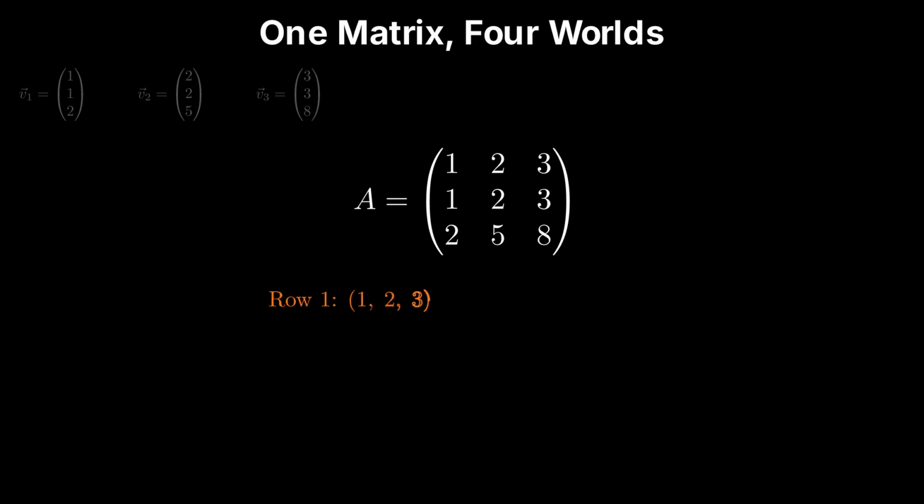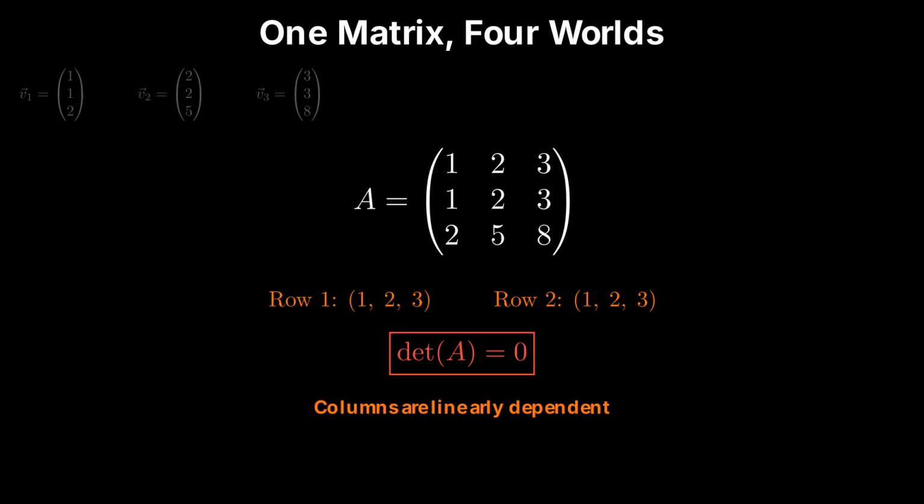Look carefully at the rows. Row 1 reads 1, 2, 3. Row 2 also reads 1, 2, 3. The rows are identical. Having two identical rows forces the determinant to equal 0. The matrix is singular, and therefore the columns must be linearly dependent. The rows just reveal the fact about the columns.